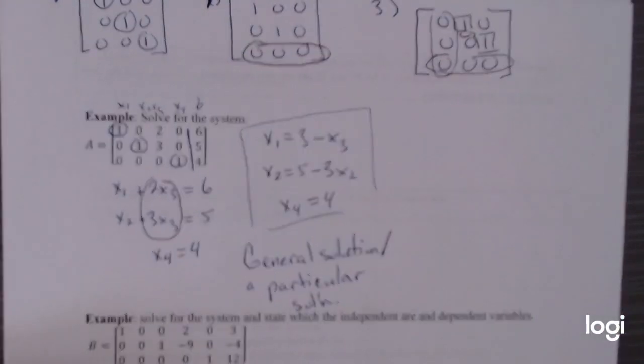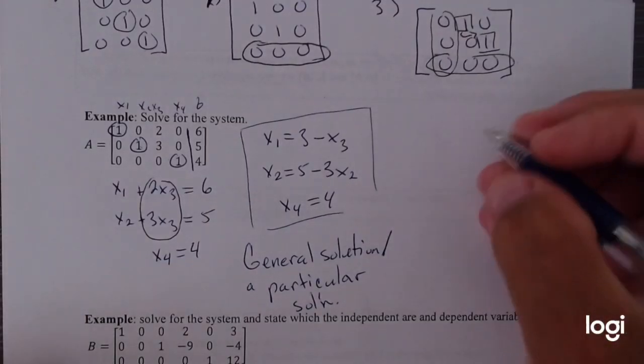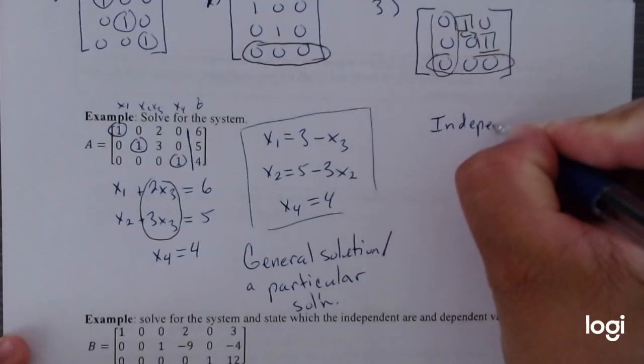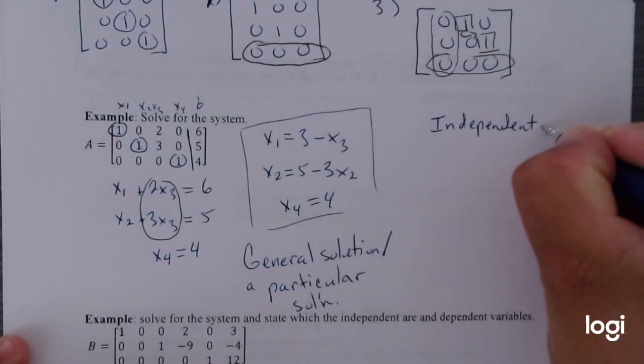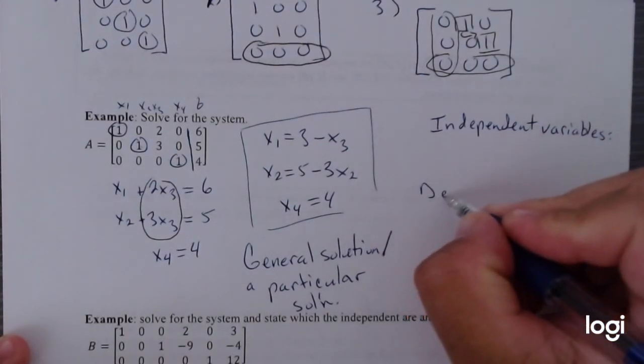Okay. All right, so what we could do now is, well, what if we pick a couple things? Now, what I mean by that is, well, let's see. Yeah, we could do that. So we have something called independent variables and dependent variables.